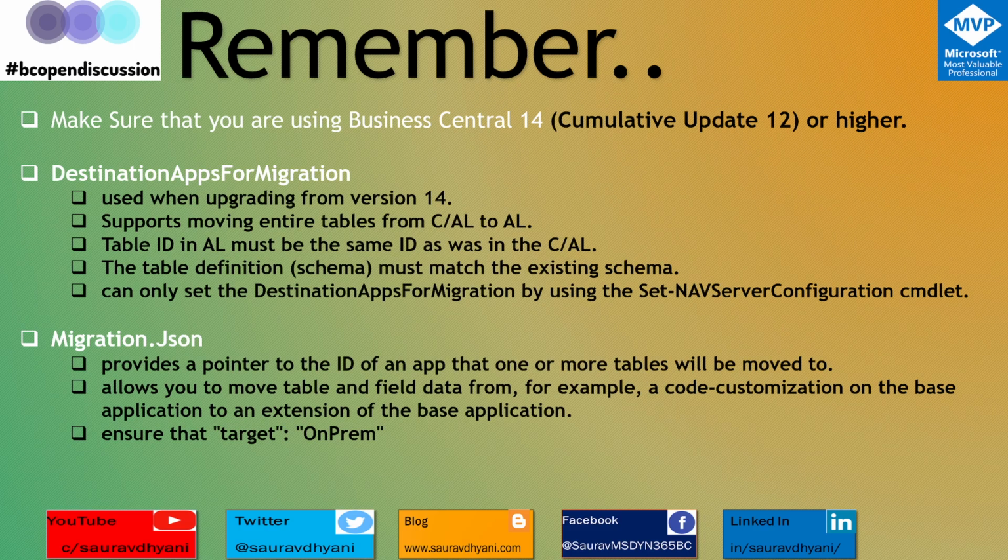So we typically have 2 kinds of changes in CAL. One is that we add new tables and new objects into the system, and the other is that we modify the standard Microsoft objects.